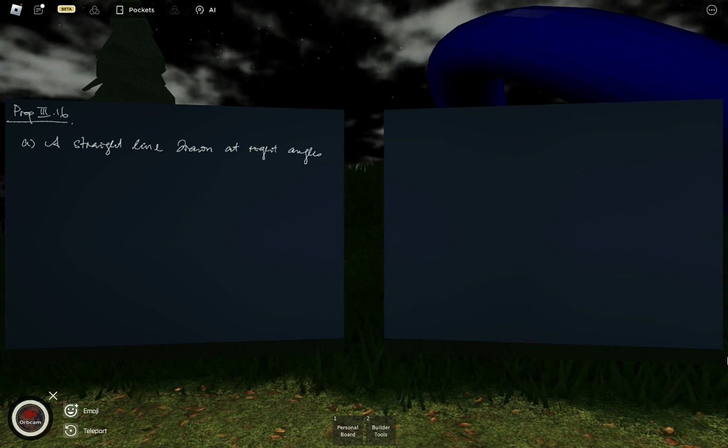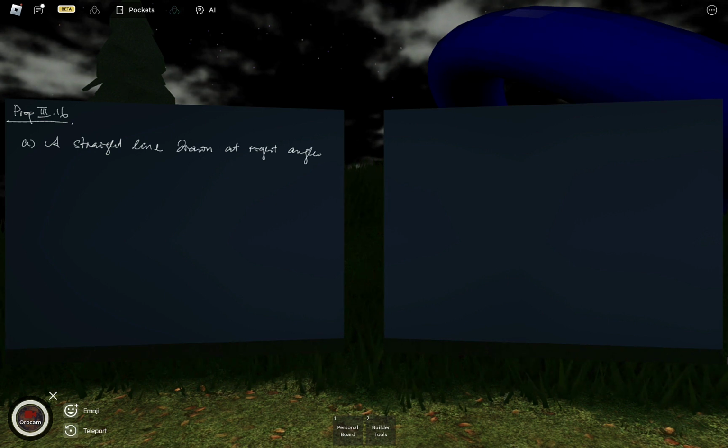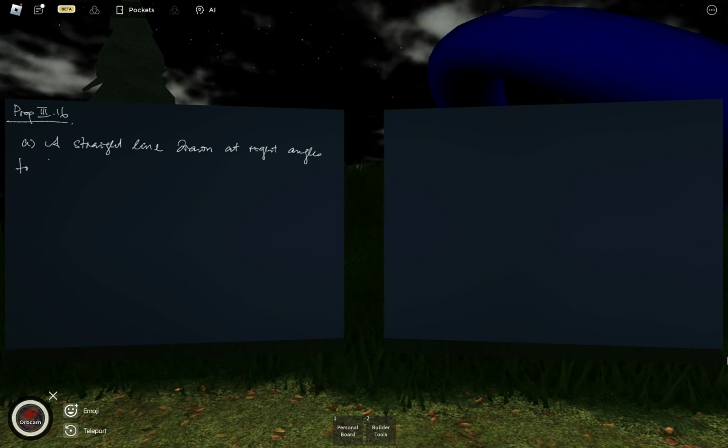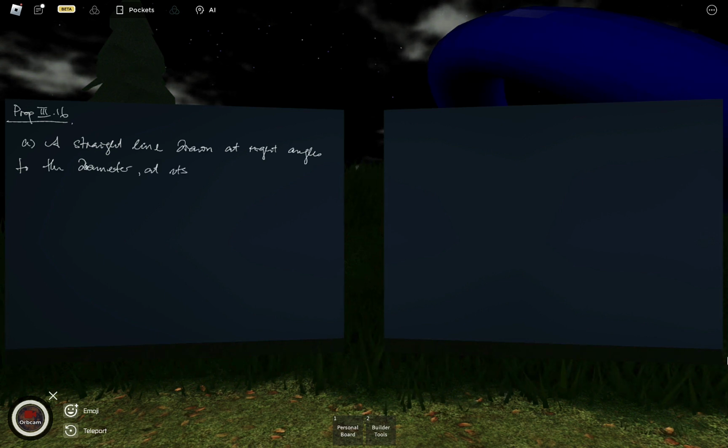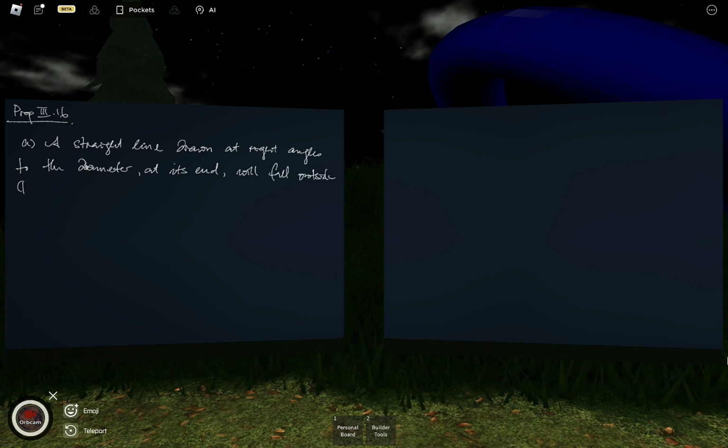So not anywhere. The way this straight line hits the diameter has to be at the end of the diameter, which is where the diameter meets the circumference. So right angles to the diameter at its end will fall outside the circle.